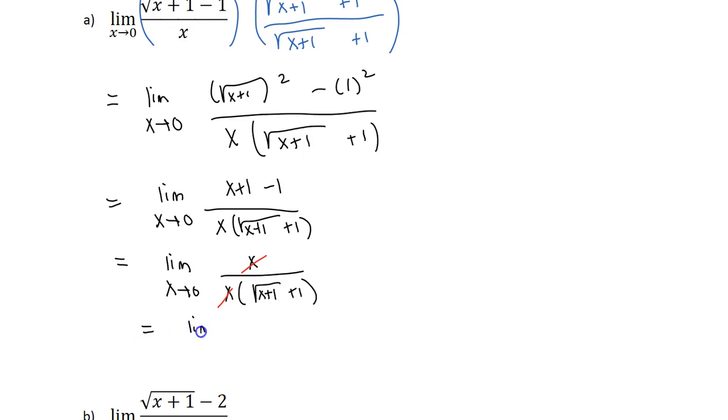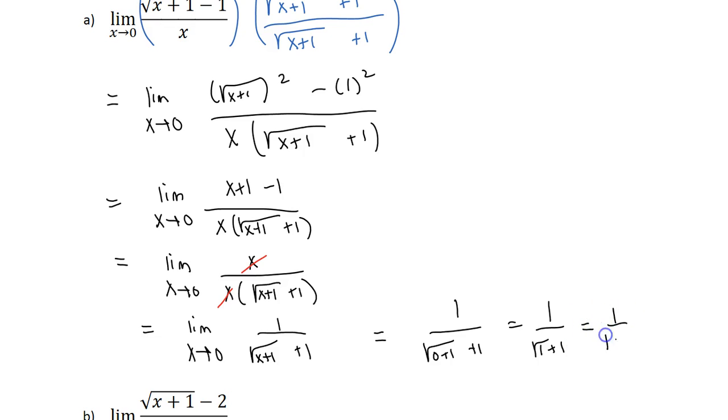So this is the limit as x approaches 0 of 1 divided by the square root of x plus 1 plus 1. And now that we are actually plugging in the x equals 0, we can drop that notation. So this is 1 divided by the square root of 0 plus 1 plus 1, or 1 divided by the square root of 1 plus 1, which is 1 over 1 plus 1, which is 1/2. So that is my final answer.